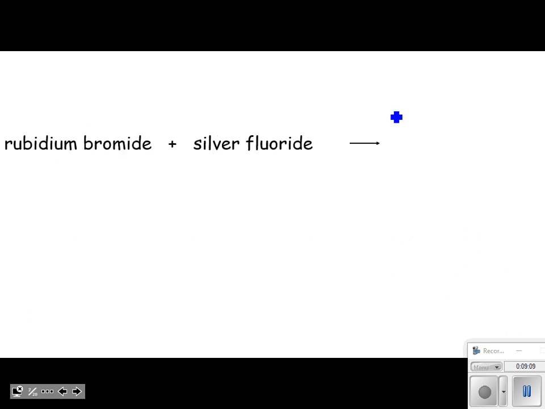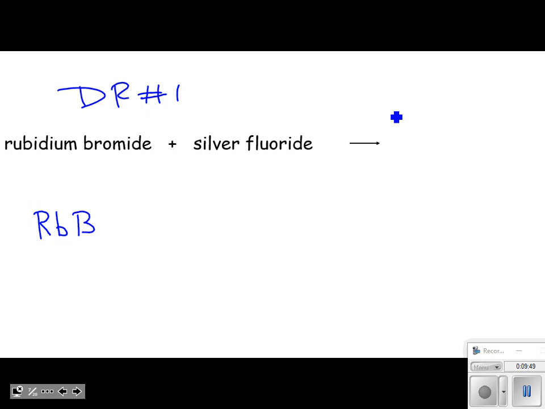Here's number 2. Go ahead and copy down our second example. Do I have an acid? I do not. So that tells me this is a double replacement number 1. So what I'm going to do first of all is I'm going to get my formulas for rubidium bromide.